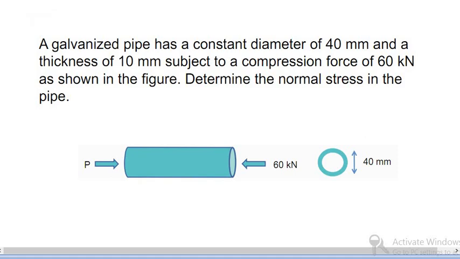Today we are going to solve a problem from the stress-strain diagram. From the screen, here is the problem we are going to solve. A galvanized pipe has a constant diameter of 40 mm and a thickness of 10 mm, subjected to a compression force of 60 kN as shown in the figure. Determine the normal stress in the pipe.